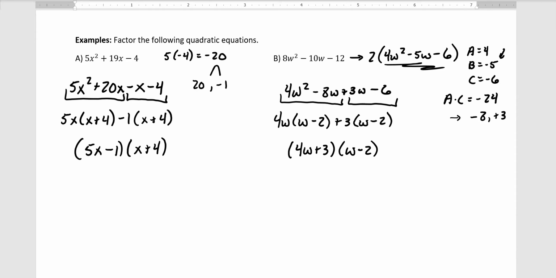But notice, that was not my original function. I originally factored out that 2, so I need to show that as a factor as well. This here would be my final answer for 8w squared minus 10w minus 12. That'd be the final factored form, the fully factored form, if you will.